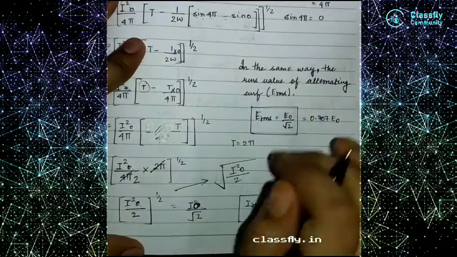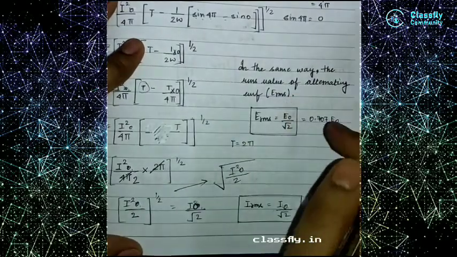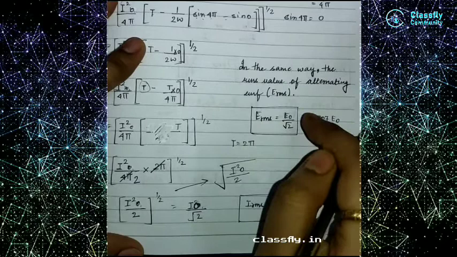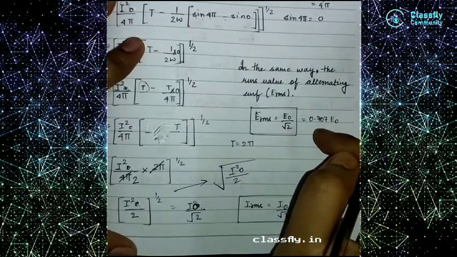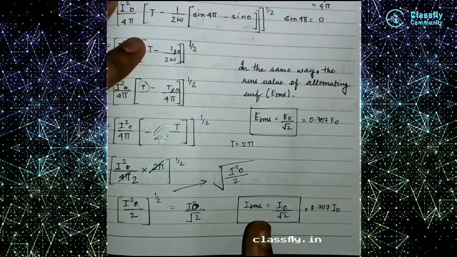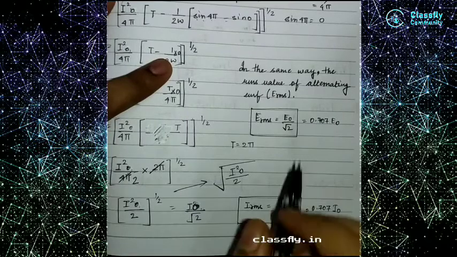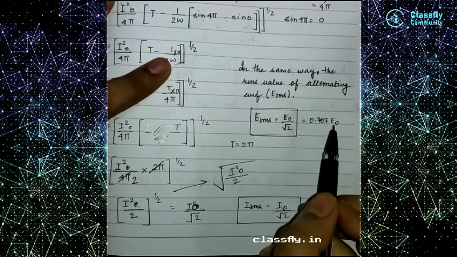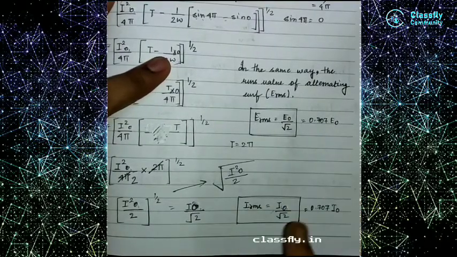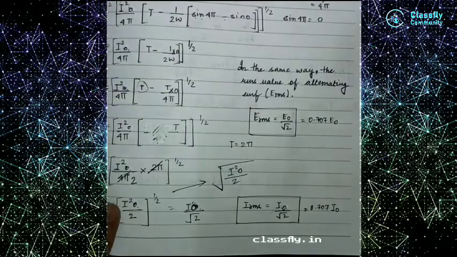In the same way, we can solve the RMS value of the alternating EMF, that is ERMS equal to E naught by root 2, equal to 0.707 E naught. That means both the alternating EMF and the alternating current have the same RMS factor: 0.707 E naught for the voltage and 0.707 I naught for the current. So today's lecture ends here. Till then, be happy and have a great day.